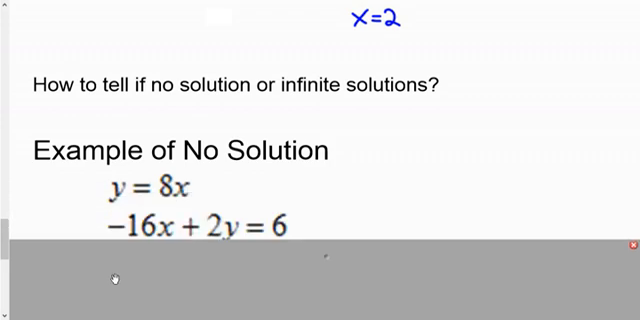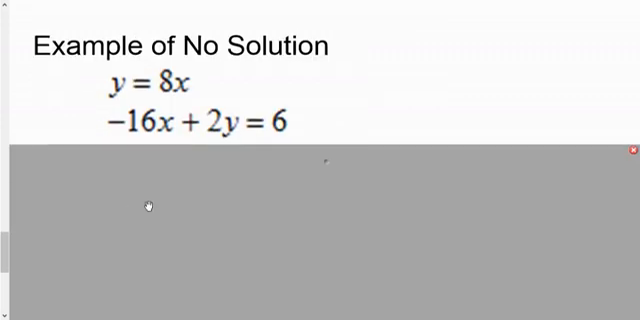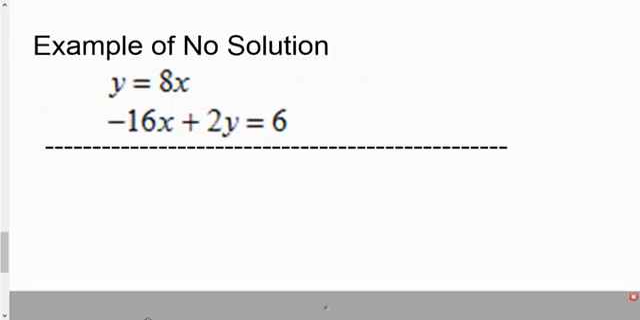So let's take a look at a no solution. Now, the first thing I want to share with you is that when you dive into these problems, you still don't know whether there's infinite solution or no solution just looking at it. But let's take a look at this real quick. This y right here is equal to 8x. So just like we've been doing, we're going to substitute 8x in for a y down here. So let's go ahead and set this up.